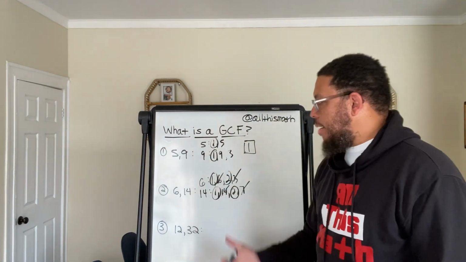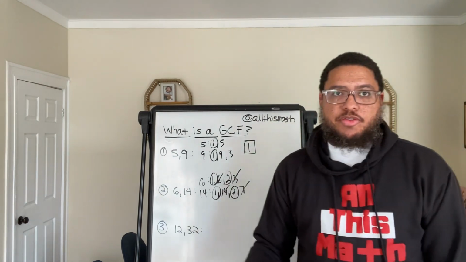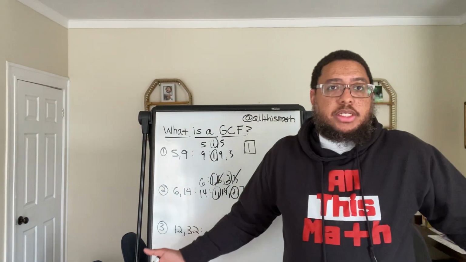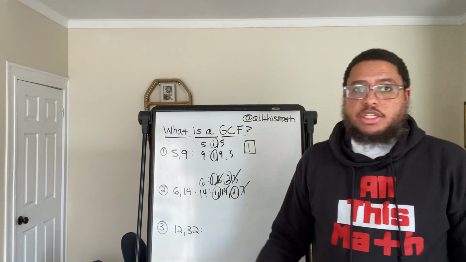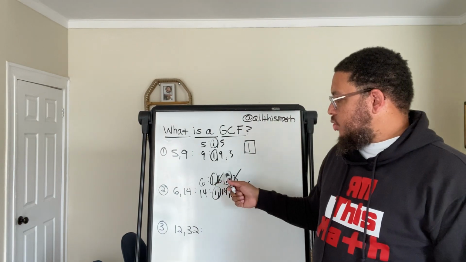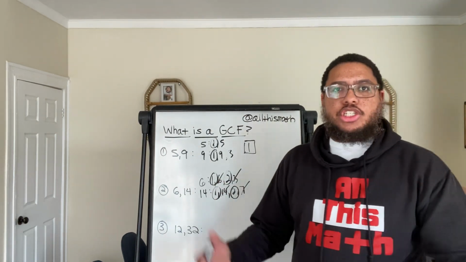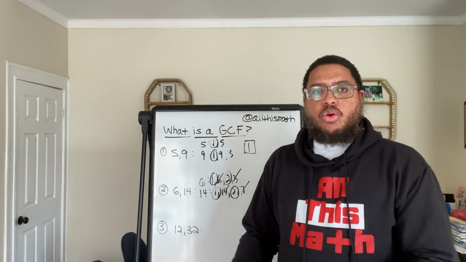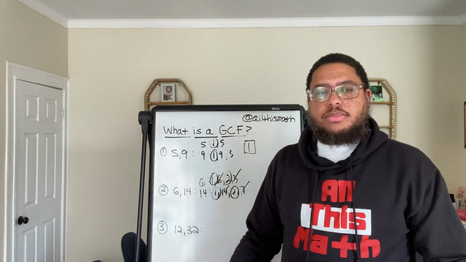So what are my common factors? Whatever's in both lists is common. Whatever I circled, that's in both lists. 1 is common. 2 is common. Now the G comes in, the greatest. What's the bigger number out of 1 and 2? 2 is.